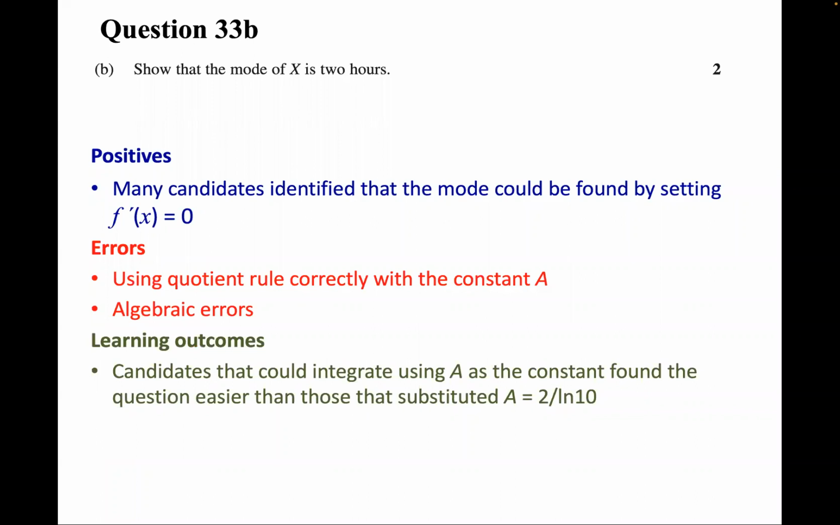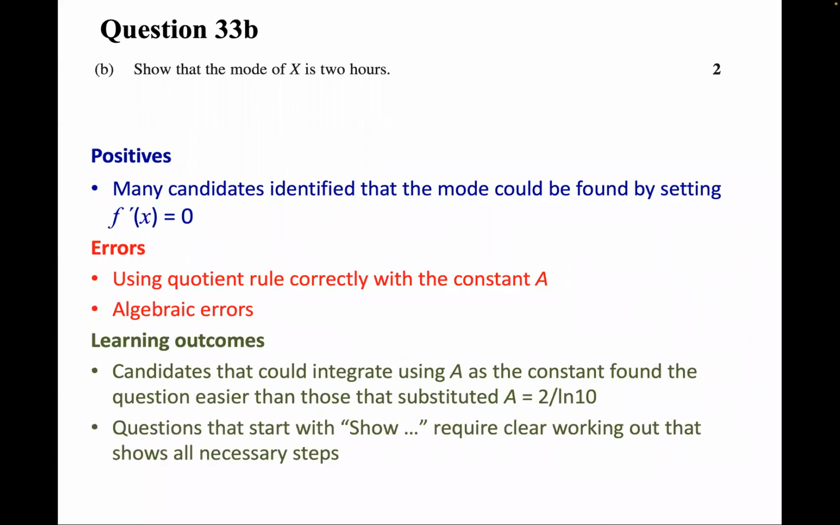With this particular question, it is far easier, and it's actually a very valid question to run through with students for future reference. If they integrated the question using a as the constant and not substituting in 2 over ln 10 until later on in the question, it was far easier than for those that substituted 2 over ln 10 in straight away at the very beginning. So it's a very good practice question for students to understand that whilst you can still get the same answer, it's a far easier way to do it by not substituting a equals 2 over ln 10 up front.